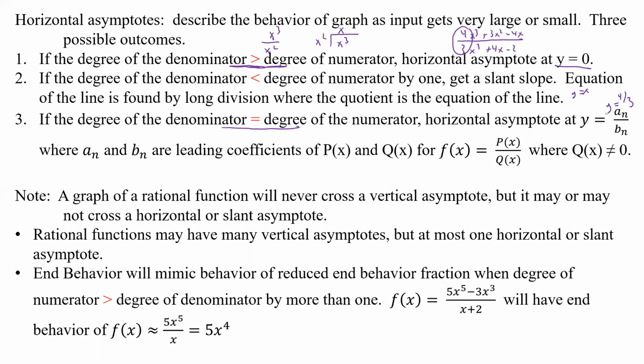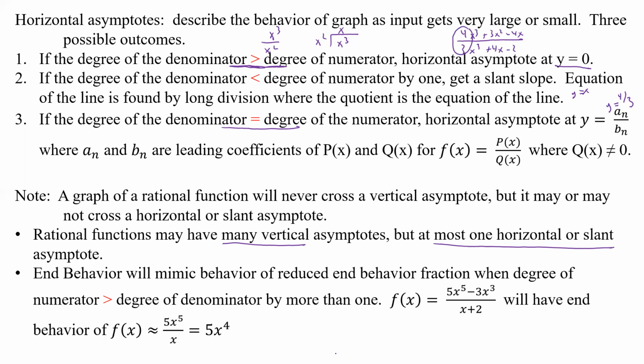Now note, a graph of a rational function is never going to cross a vertical asymptote. If we have a vertical asymptote, you're not going to have the graph going across that. But it may or may not cross a horizontal or slant asymptote, so sometimes it can go across those. Rational functions may have many vertical asymptotes, but at most one horizontal or slant asymptote. That's a key point: you can have many vertical, but at most one horizontal or slant.